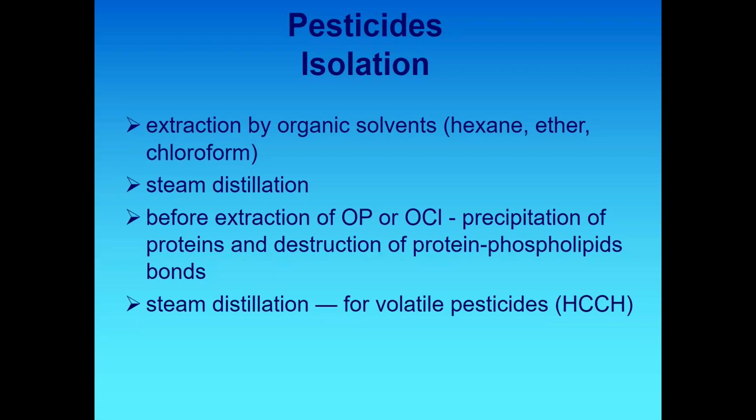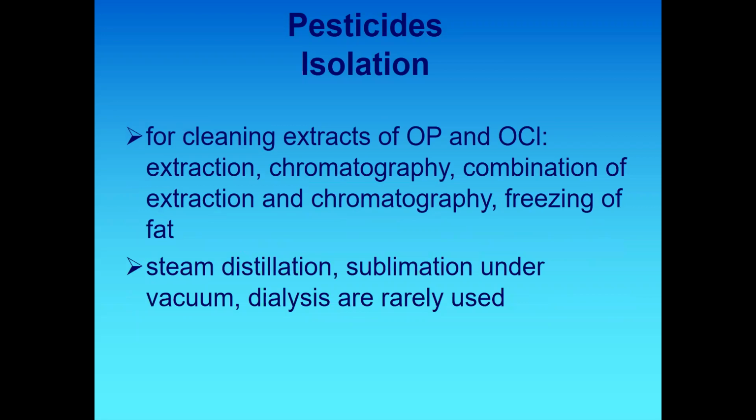Pesticides, isolation: extraction by organic solvents, steam distillation. Before extraction of pesticides, precipitation of proteins and destruction of protein-phospholipid bonds are performed; steam distillation is used for volatile pesticides. For cleaning extracts of pesticides, extraction and chromatography are used, as well as a combination of extraction and chromatography; steam distillation, sublimation, and vacuum dialysis are rarely used.